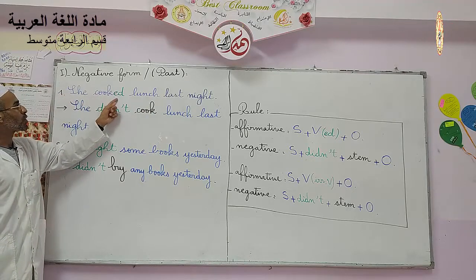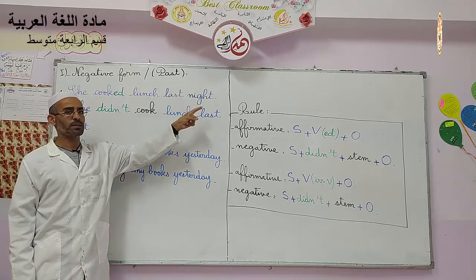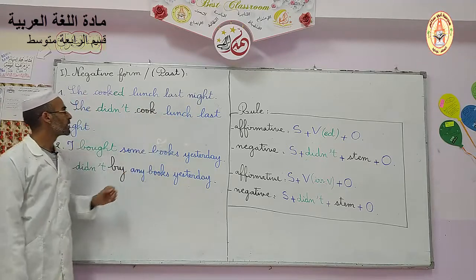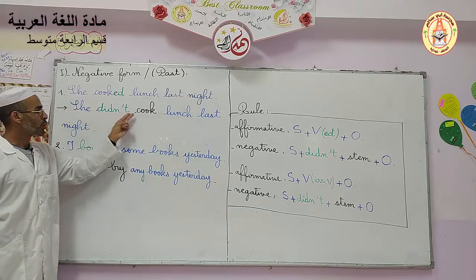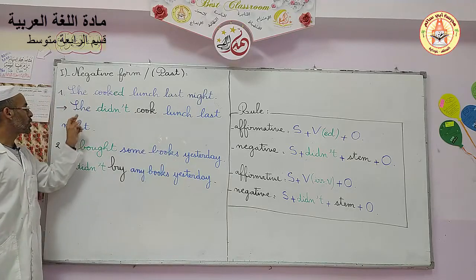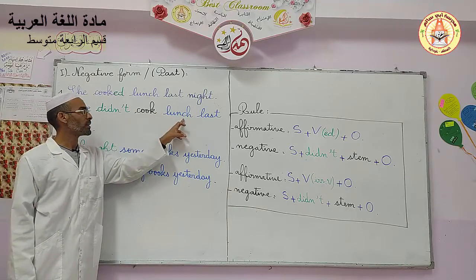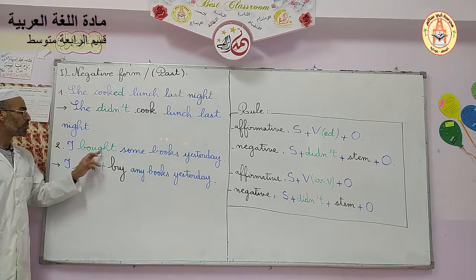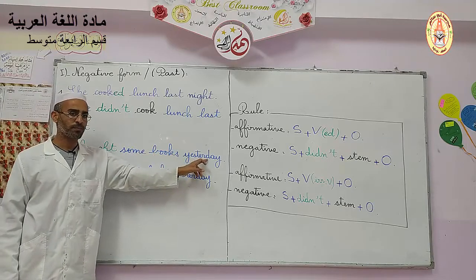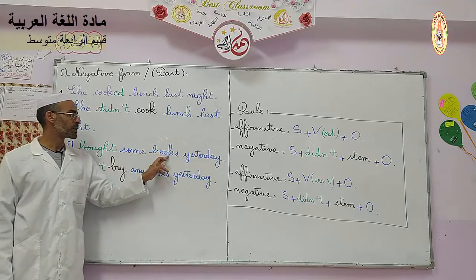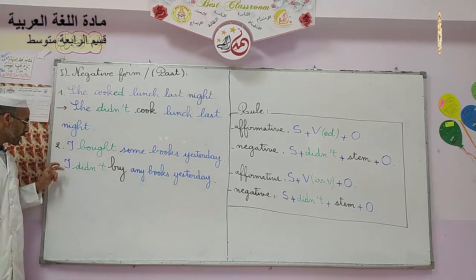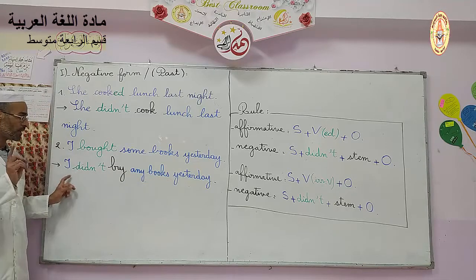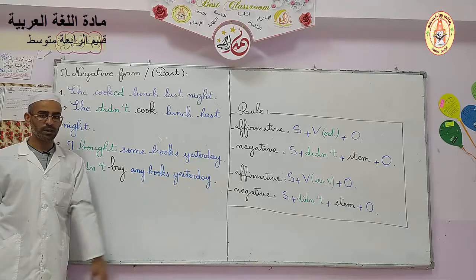Number one, she cooked lunch last night. She didn't cook lunch last night. Next, the second set of examples. I bought some books yesterday. I didn't buy any books yesterday.